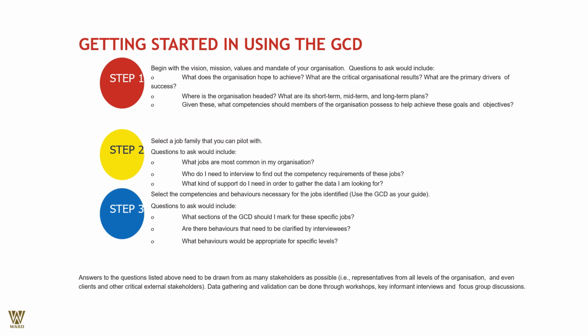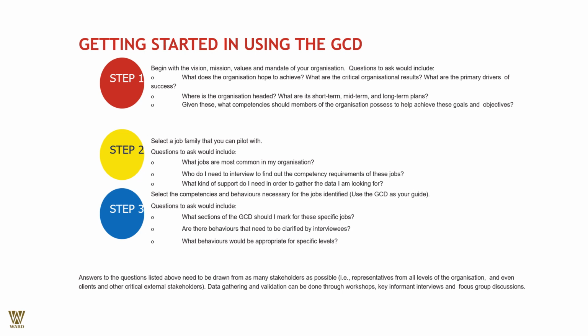The second question would be, where is the organization headed? What are we talking about in terms of a 2-year, 3-year, 5-year, or 10-year time frame? We are trying to set up a direction for the organization. What are the short-term, mid-term, and long-term plans? Next is, given this, what competencies should a member of an organization possess to help achieve the goals and objectives? Once you have done this, your basic step number one is very clear. The core competencies are known.